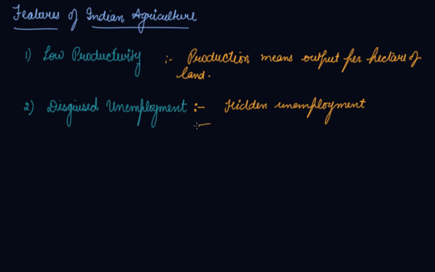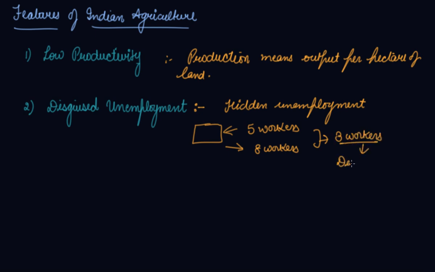If the cultivation on the piece of land requires only 5 workers, but in your family there are 8 workers working on the same piece of land, in that case 3 of the members of your family are disguised unemployed. Means they are forcefully employed. There is no need of their employment.